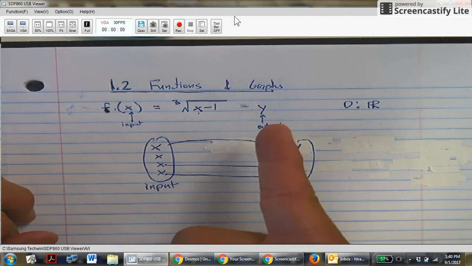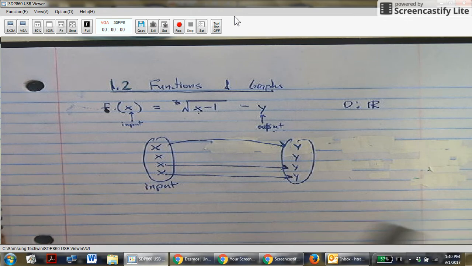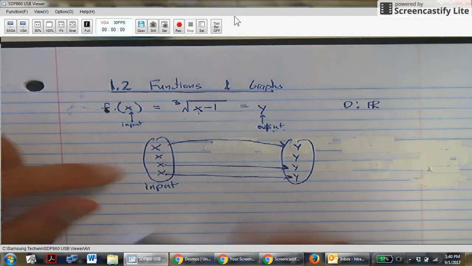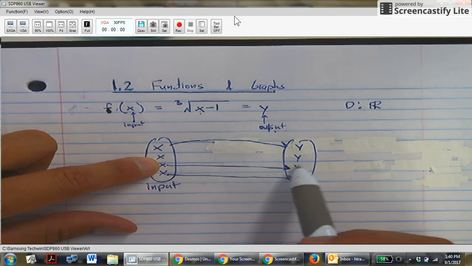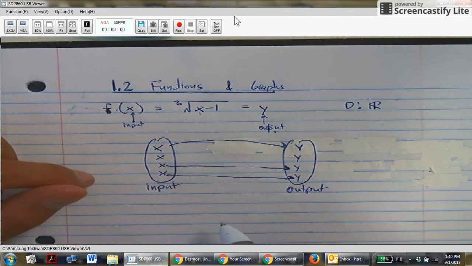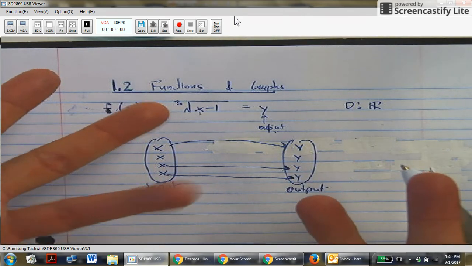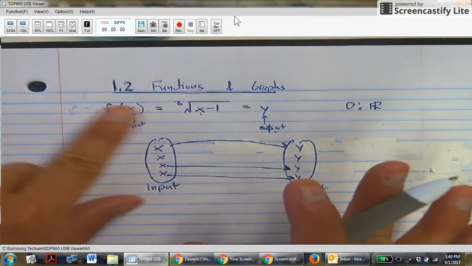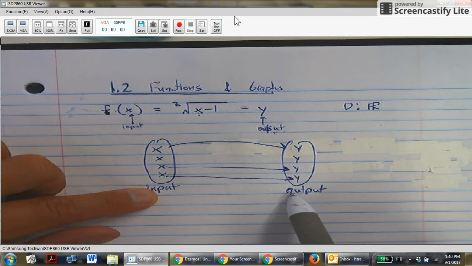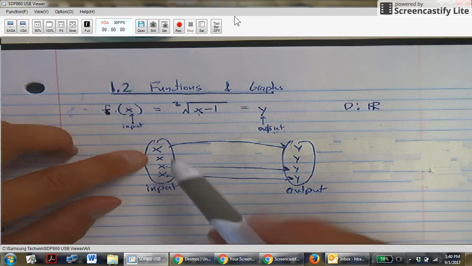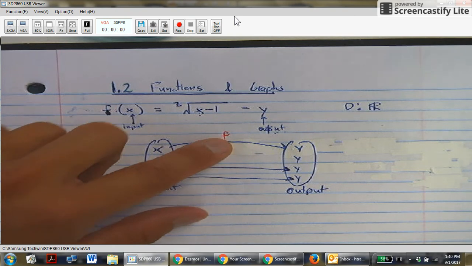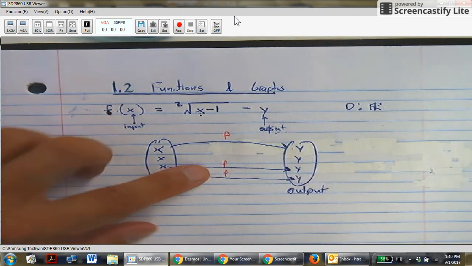An equation is a function, air quotes, if each of your input values has only one output value. If you have an input value that gives you two output values, you're not a function anymore. You're an equation, but you're not a technical function. We're talking about functions here, okay? So how did I get from input to output? I had to put all my x values through what's called a function. Get it? An f. In this case, arbitrarily called f.